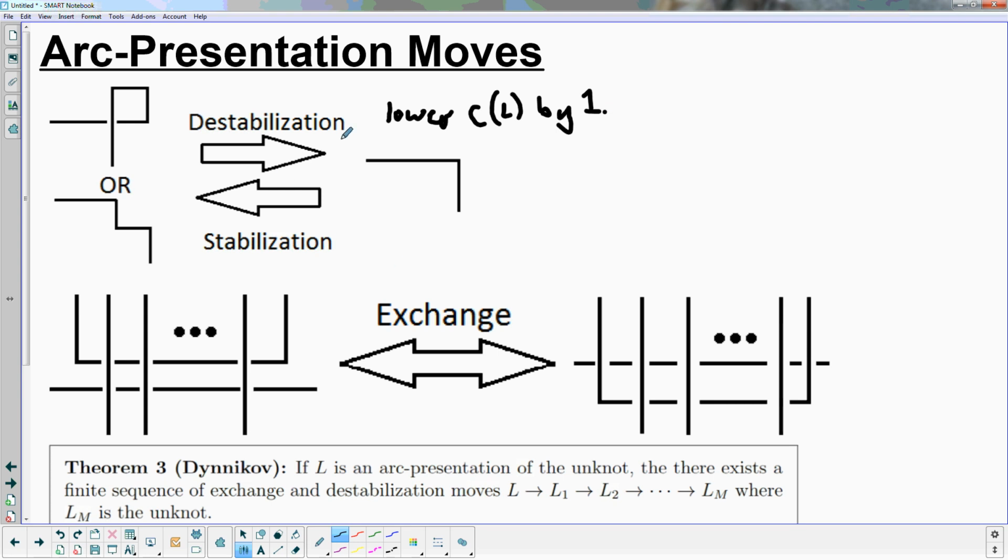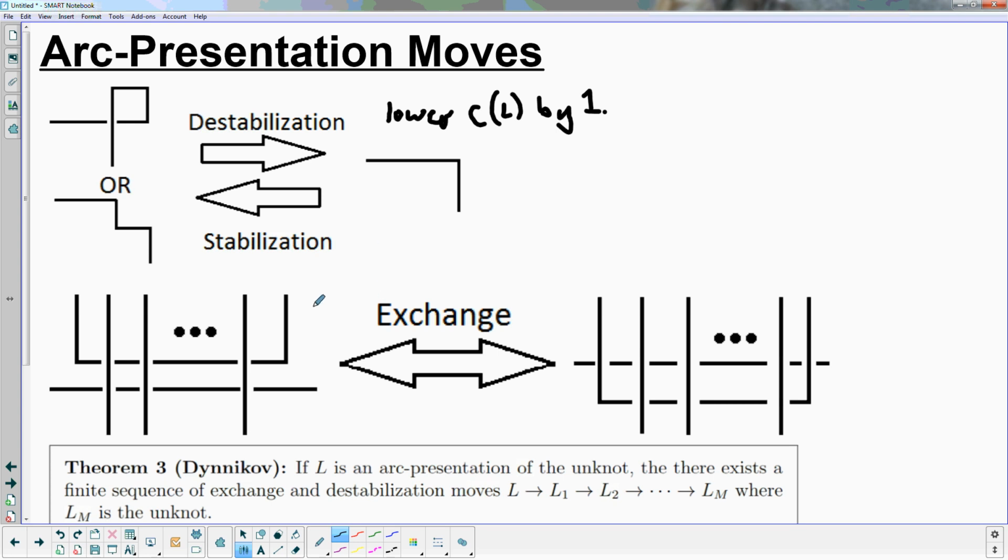So anytime you destabilize, notice here I've got 2 vertical strands. It turns it into 1. Same thing here. I have 2 vertical strands, turns it into 1. The stabilization would increase it by 1, and so we're not going to focus on that.